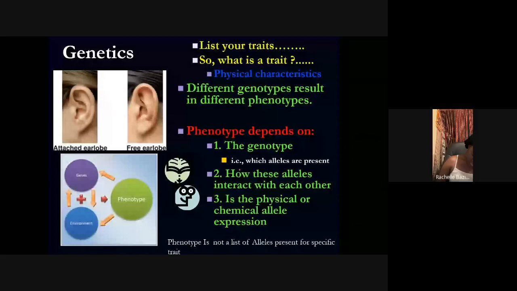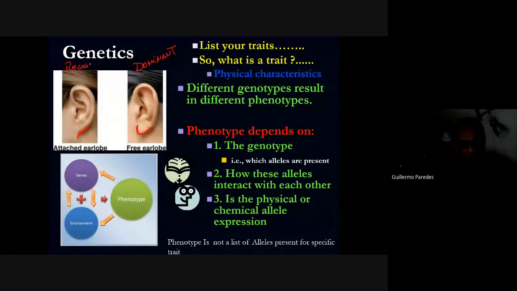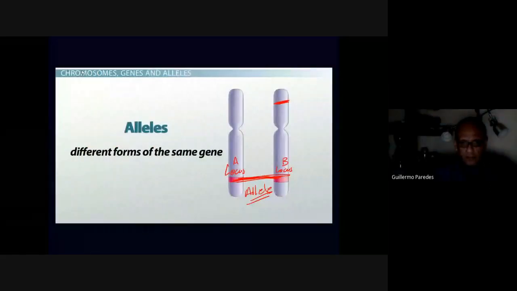Okay. All right. So talking about this, we already talked about the traits and homework here. How many of you have a free earlobe? This is a free earlobe, like a hanging earlobe here, and here's an attached earlobe. Attached earlobe. This is going to be called dominant. And this is going to be recessive. Recessive.